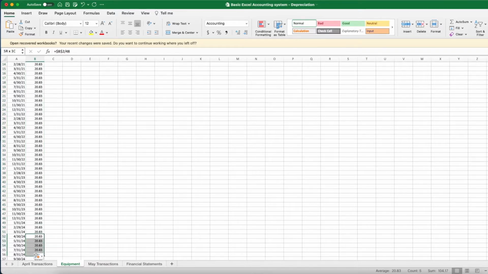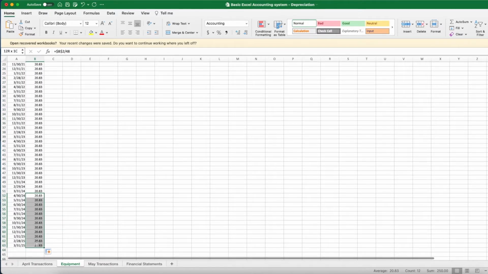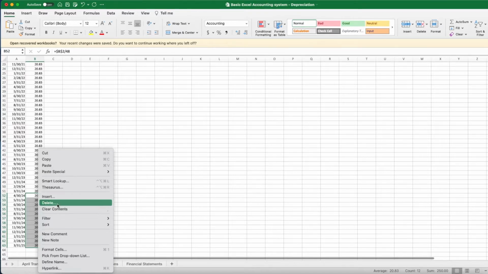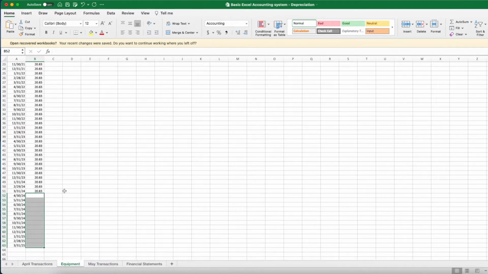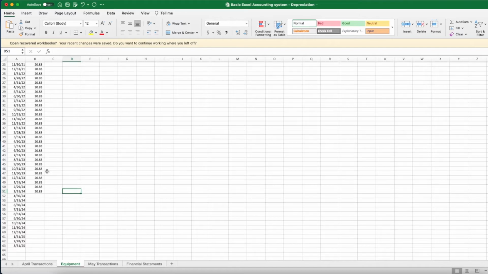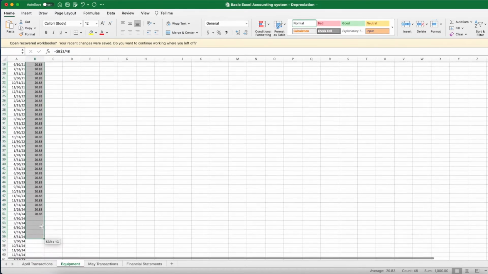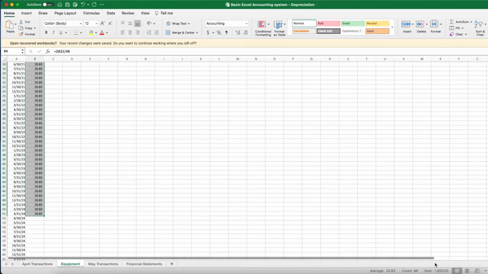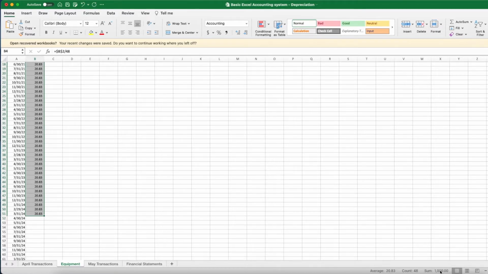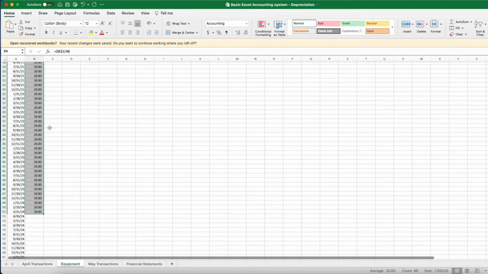So that needs to be the end of my depreciation. This depreciation all needs to go away. So we're going to clear that contents out. That should give me a total of $1,000. We can look down here in our sum figure at the bottom, and it does. It gives me $1,000, which is my sum figure.